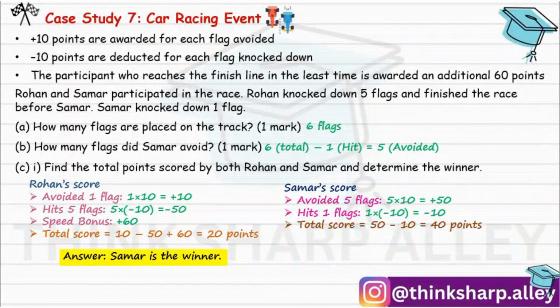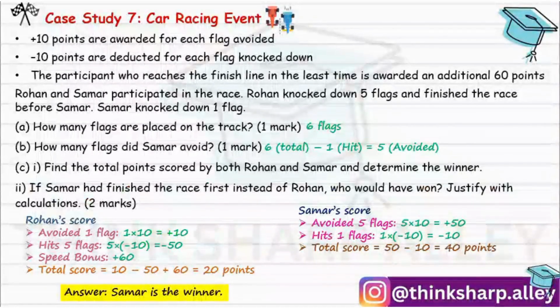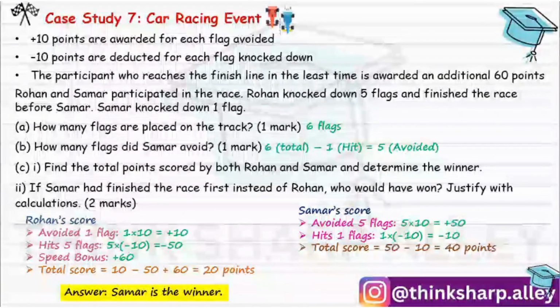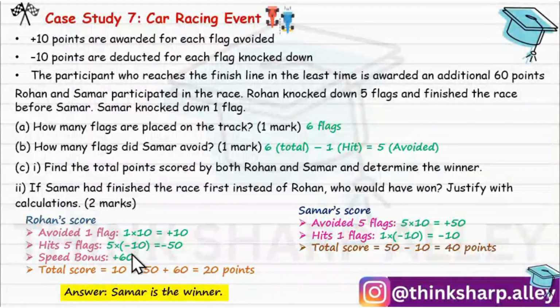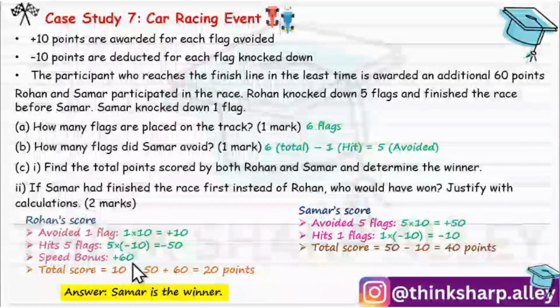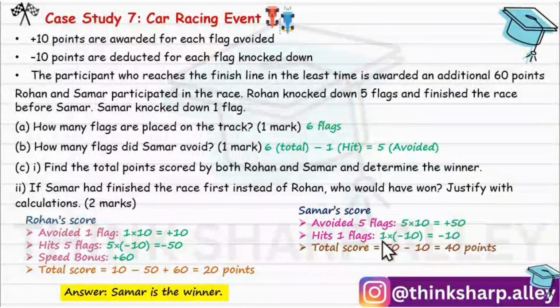Now let's have a look at the OR part of this question. If Samar had finished the race first instead of Rohan, who would have won? Justify with calculations. So if Samar had been the fastest, he would have gained that extra 60 points. So the speed bonus will go from here. From Rohan's score, I have to remove the speed bonus and it will go and reach Samar's scoreboard.